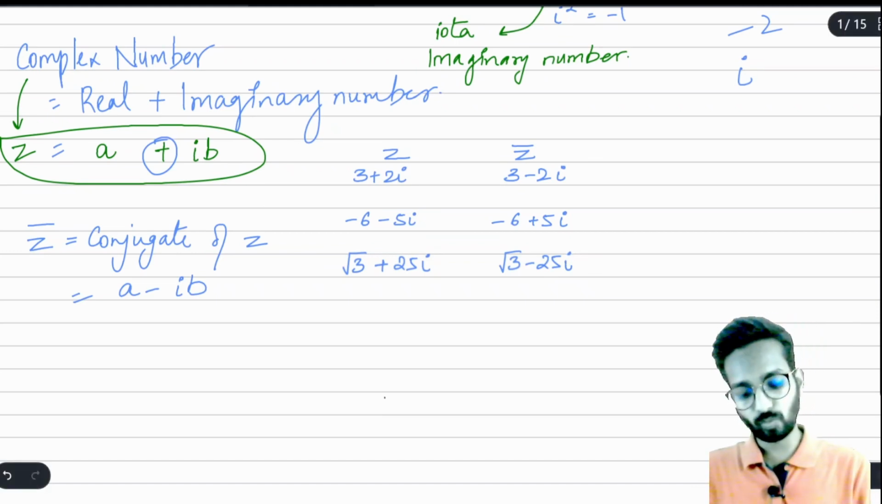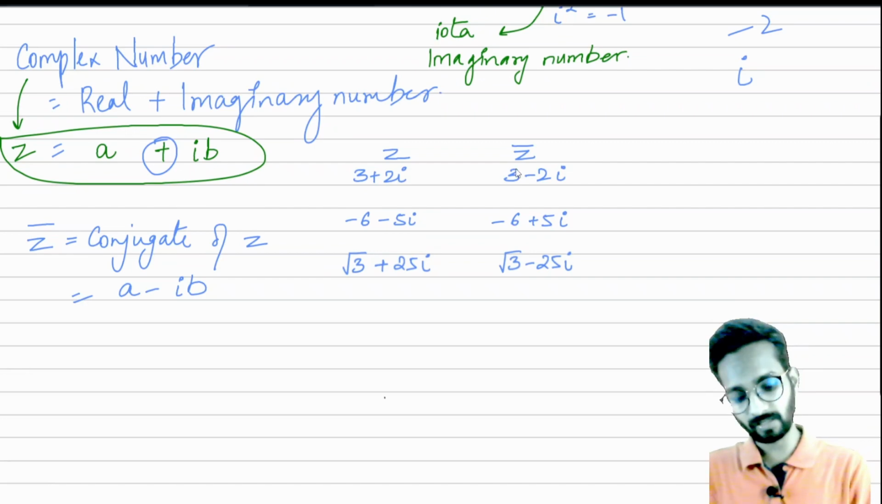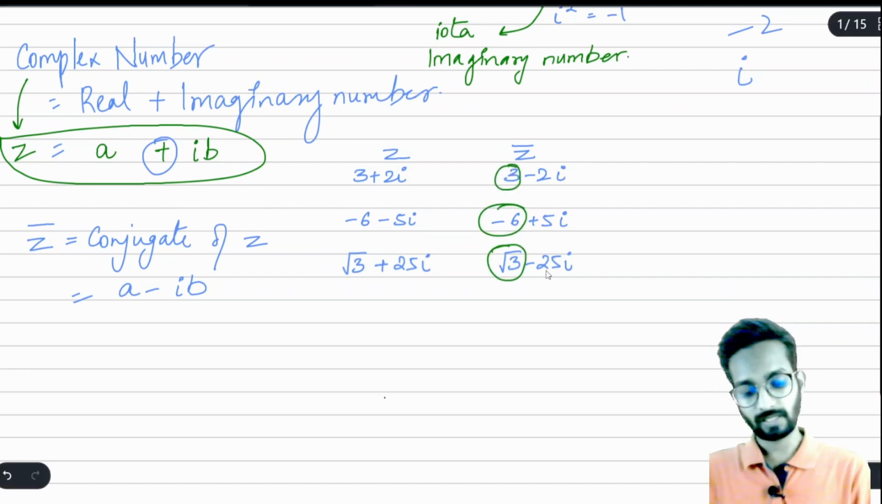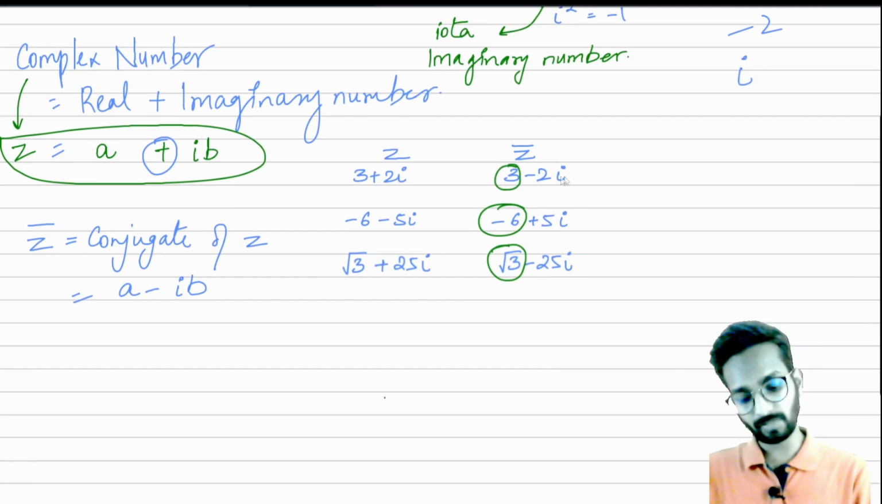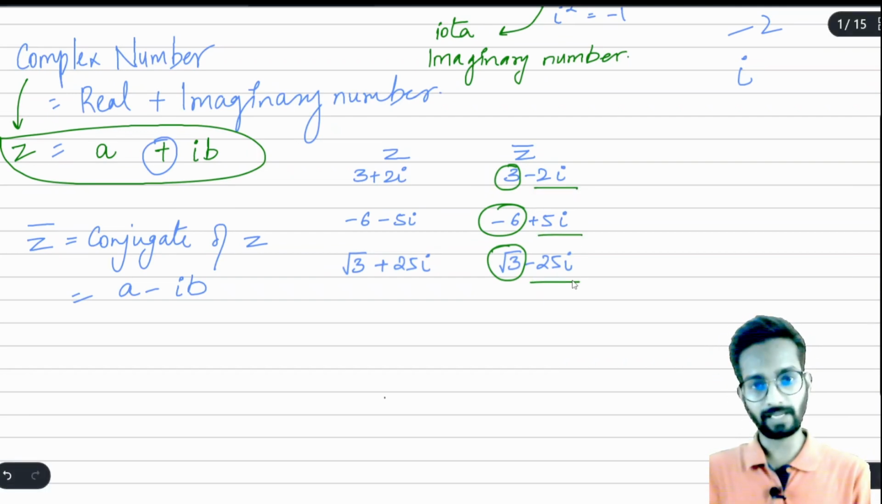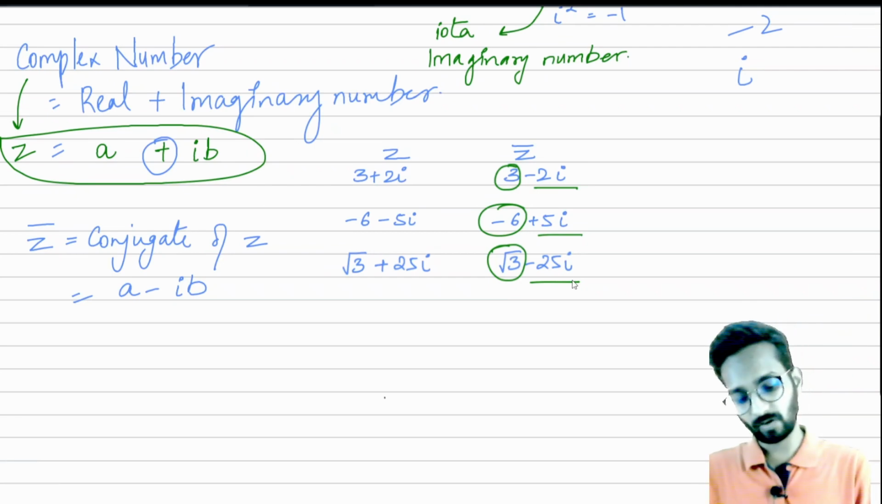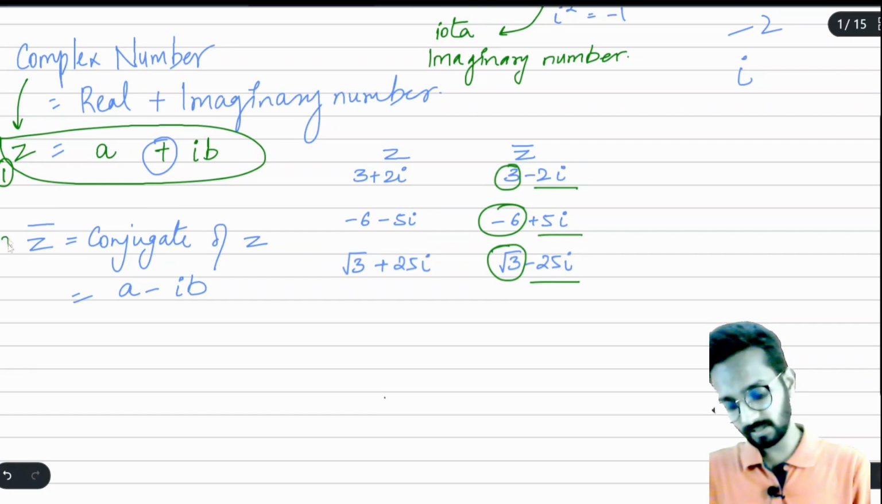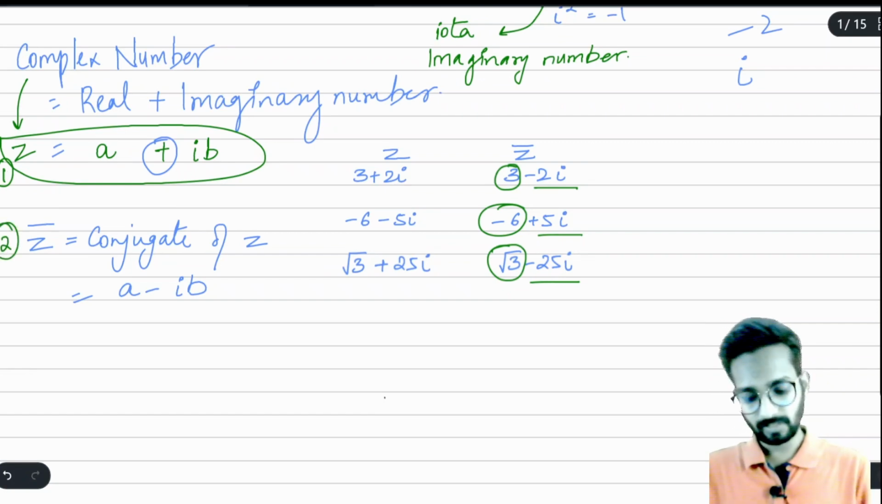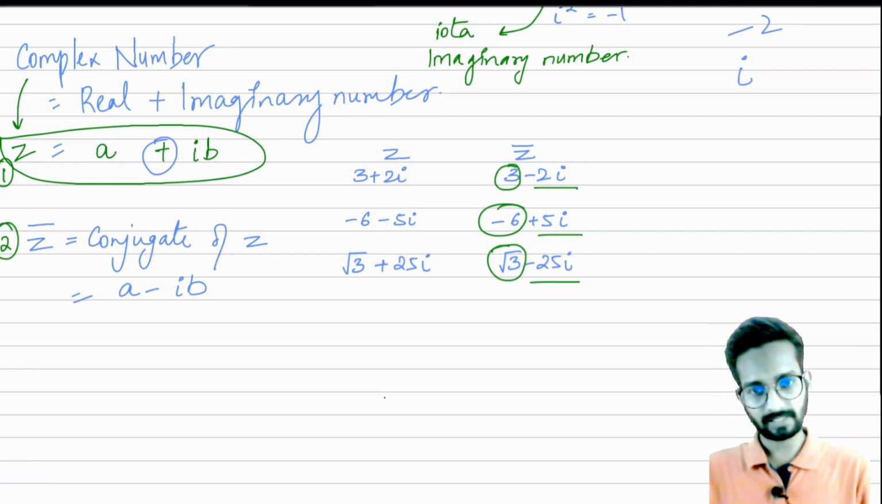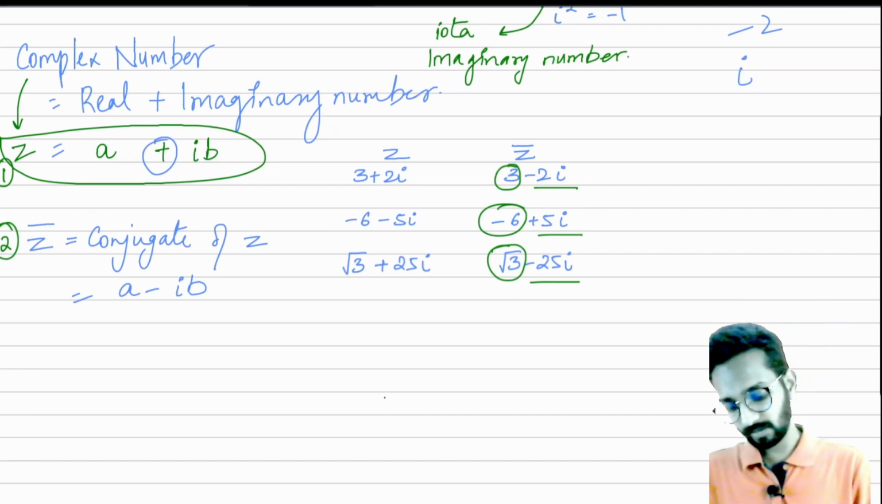From this, you have to always remember: if I am asking you what is a real number in this, the real numbers are 3, negative 6, root 3. If I am asking you the imaginary part, it means 2i, 5i, negative 25i. Like this, you have to remember. Now, this is the concept of the first, complex number, and the second, conjugate of z, that is z bar.